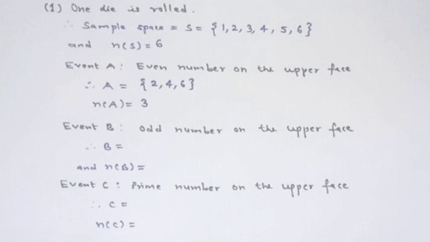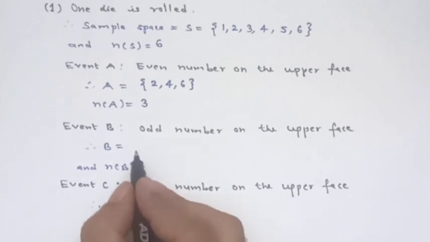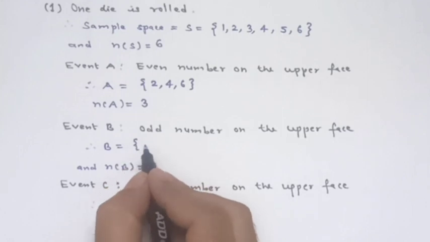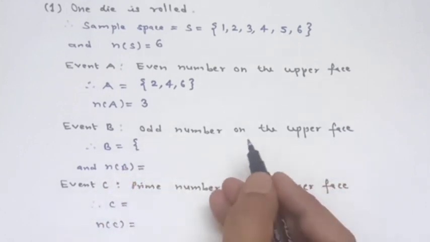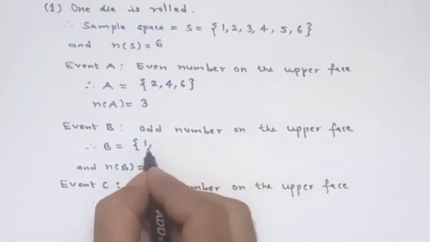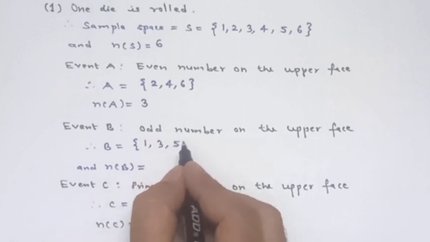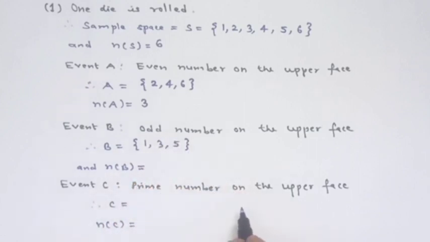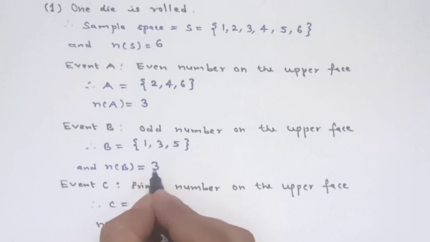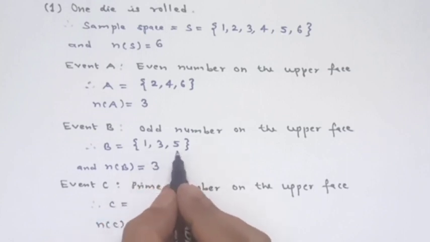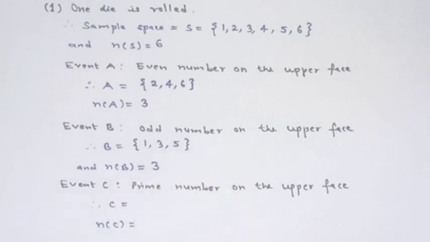Let's go to the second event. Event B, odd numbers on the upper face. Exactly the same way. Here when you say 2, 4, 6 are even numbers, so 1, 3, 5, these are odd numbers. Again NB will be 3. 1, 2 and 3. Count the elements. Number of elements is 3.